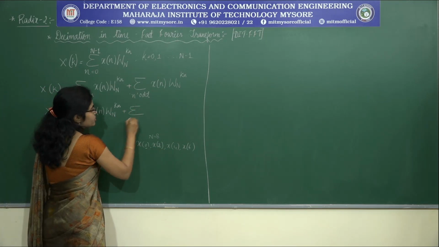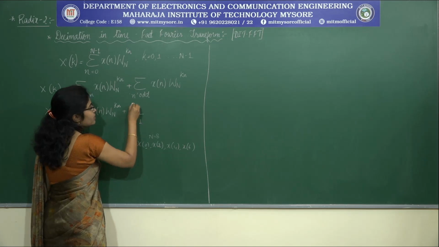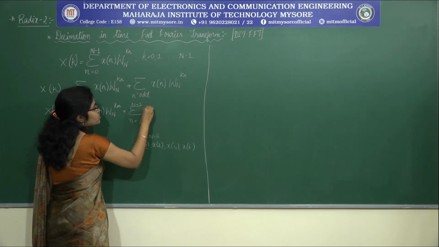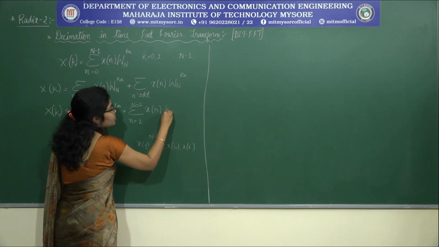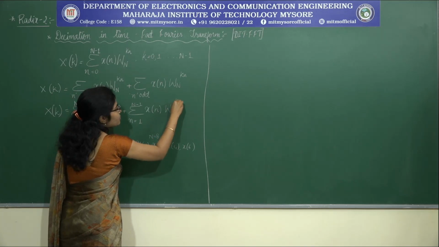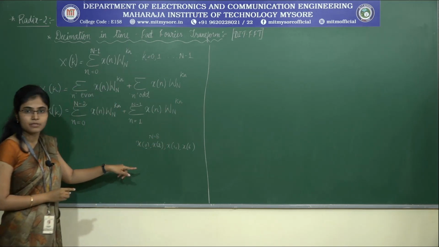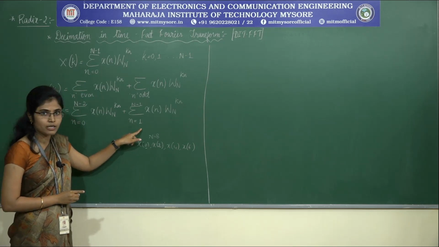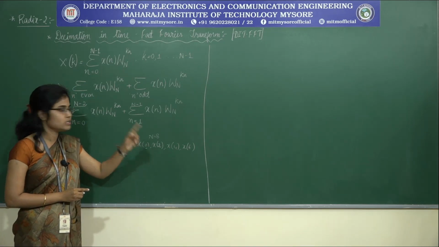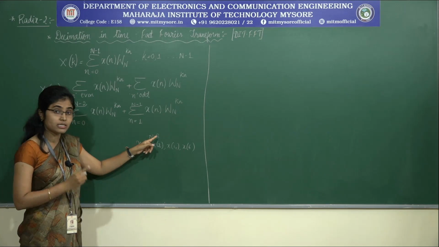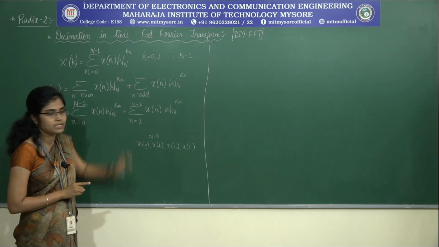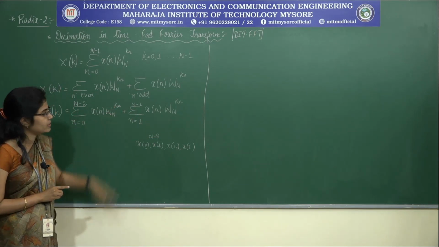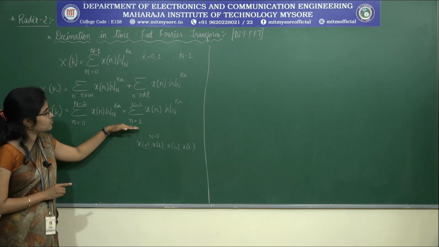Similarly, the range for n odd will be from 1 to n minus 1, x of n into omega n to the power of kn. The odd samples were starting from x of 1 and ending at x of 7. In this example the value of n is 8, 8 minus 1 is 7, so I took it as n minus 1. This is how we write the limits for n.